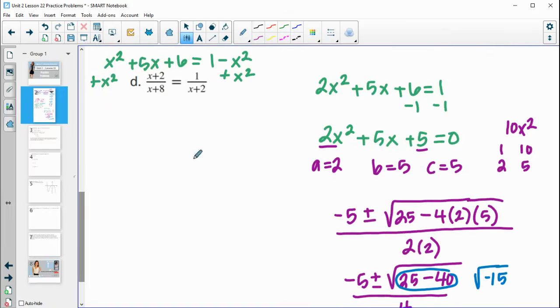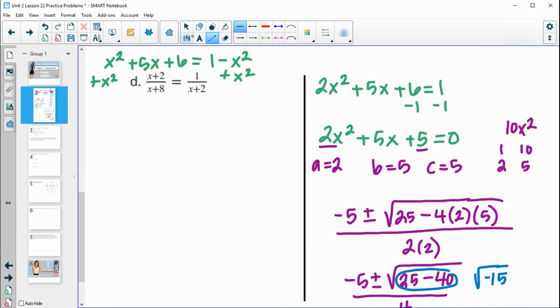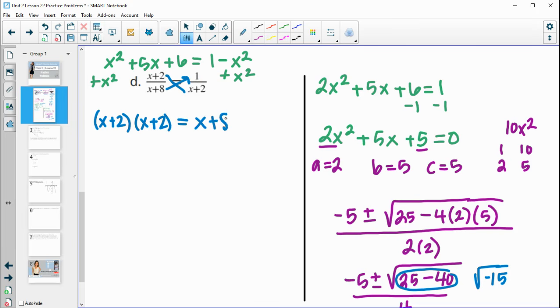All right, then we'll do this last one, and I'll try and separate it from this. So we'll cross multiply. So we'll be doing x plus 2 times x plus 2. Then we'll be doing x plus 8 times 1. So just x plus 8. So we'll multiply here. So x times x is x squared. x times 2 is 2x. 2 times x is 2x. And then 2 times 2 is 4.